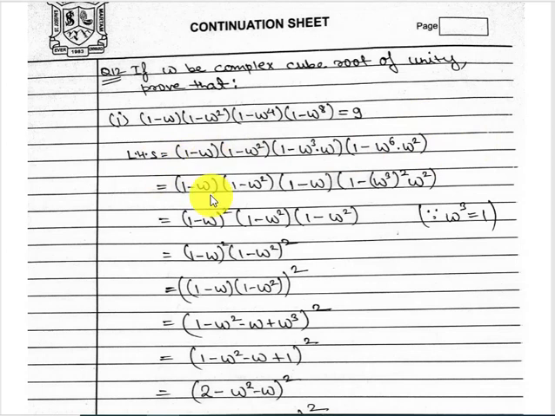Now see, 1 minus omega, copy it simply. 1 minus omega square, copy it simply. Now this 1 minus omega to the power 4 can be written as 1 minus omega cube into omega. Understood? And omega cube is 1, that's why in the next step we simply write 1 minus omega. This omega to the power 8 can be written as omega to the power 6 into omega square. Now omega to the power 6 means omega cube whole square, and omega cube means 1. So this will become 1 minus omega square.